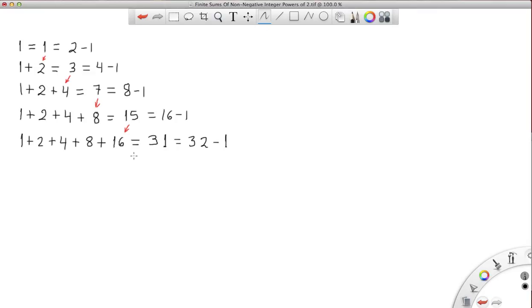This just keeps going. When we start adding powers of 2 like that, from 2 to the 0, which is the number 1, and then increasing, 2 to the 0 plus 2 to the 1, and so on, we are always going to get 1 unit less than the next power of 2, and that will be the next power of 2 relative to the last one we included in the sum.